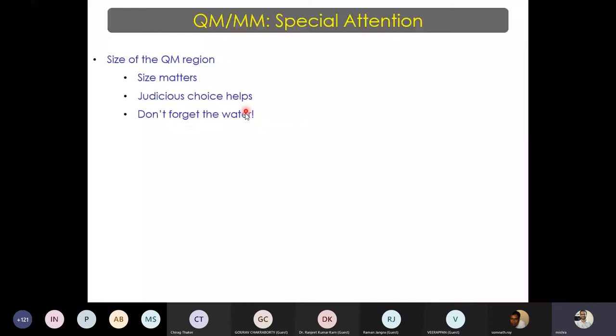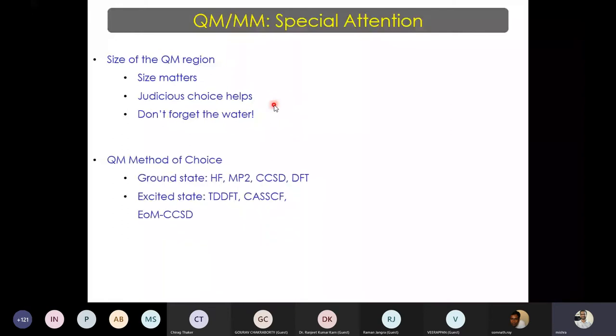Always do a careful investigation about where the water molecules are and how you can include them in your QM. The QM method of choice, this is actually not much of a choice. If you have a reasonably large QM region, DFT is almost the only option. Although there are now several, for example, RI-MP2, or other variants of CCSD methods which are coming up. But DFT is one of the most popular methods for your QM. And if you are doing excited state calculations, of course, you can do TDDFT, which is the time-dependent version of DFT, or CASSCF, or MRCCSD, depending on your interest.